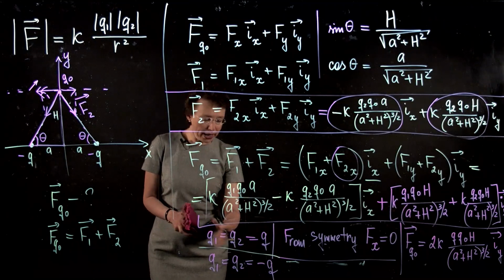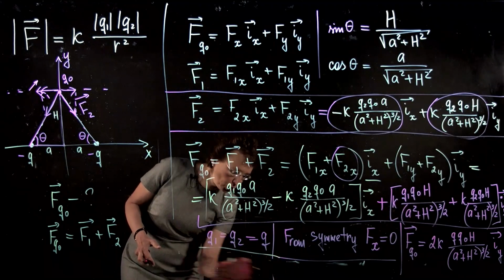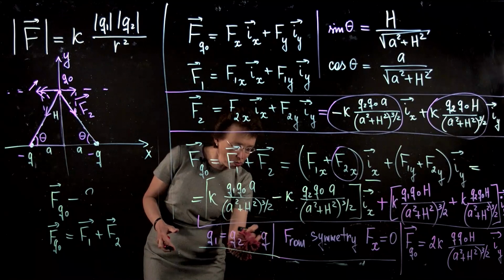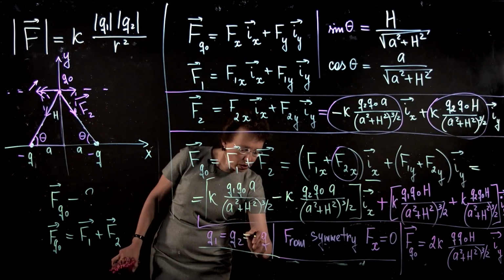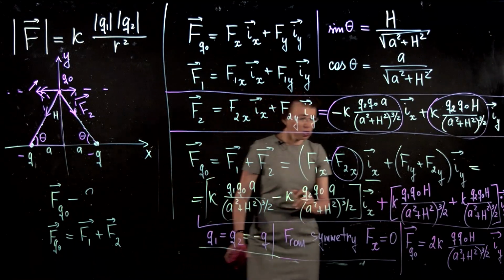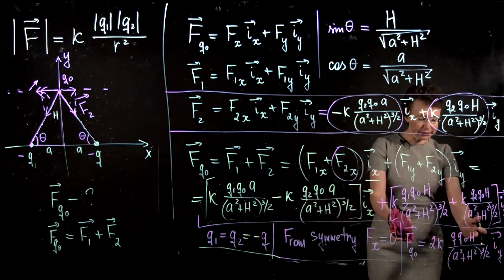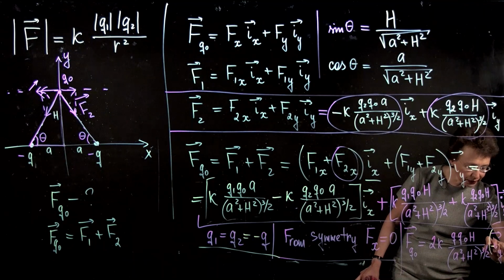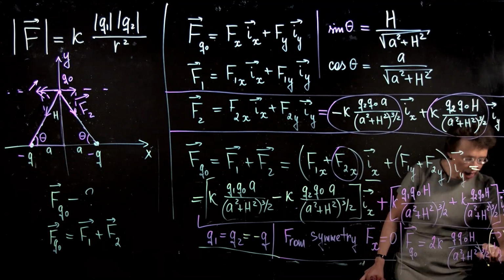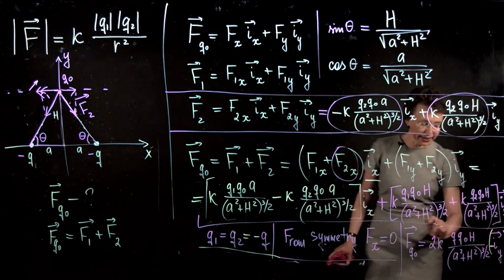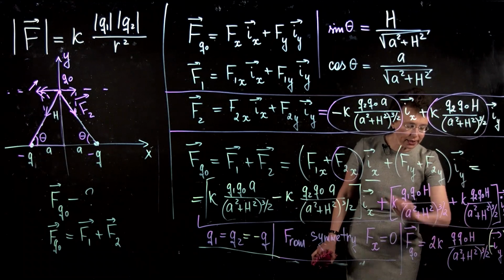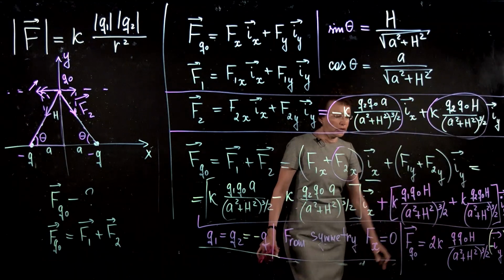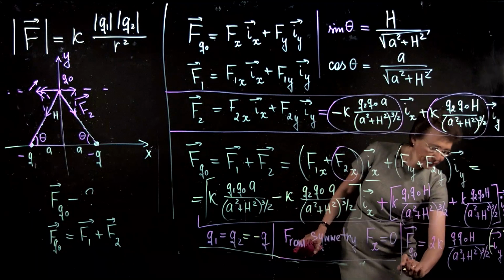So if I have Q1 equal to Q2 and equal to minus Q now, what will be the difference in my final answer? I will have the y component of the resultant negative. So I have to put minus iy here, or I can factor this minus and put it in front of 2. It will be the same answer.